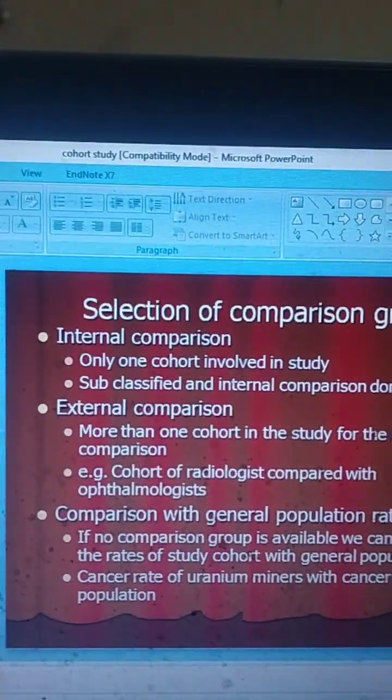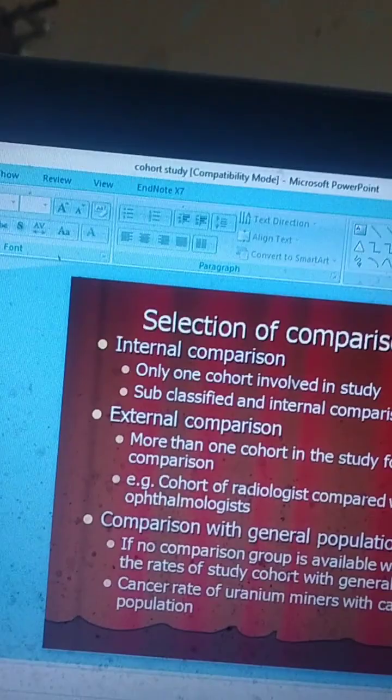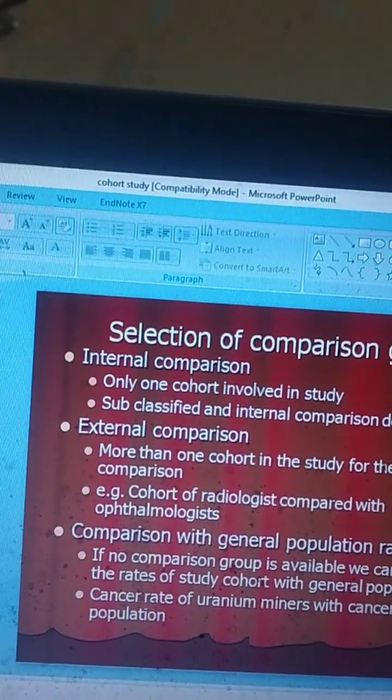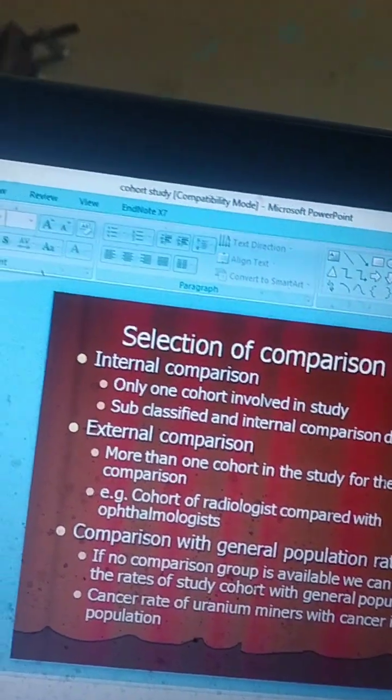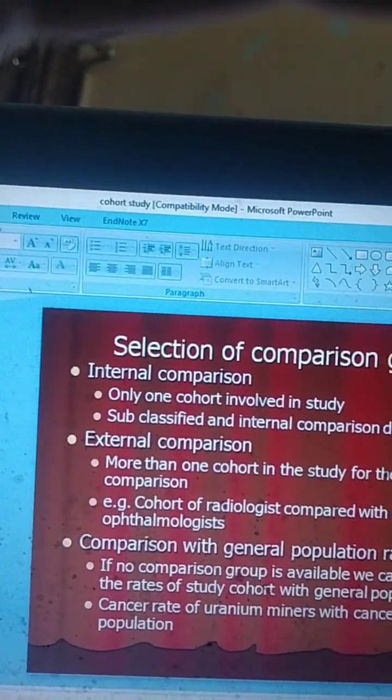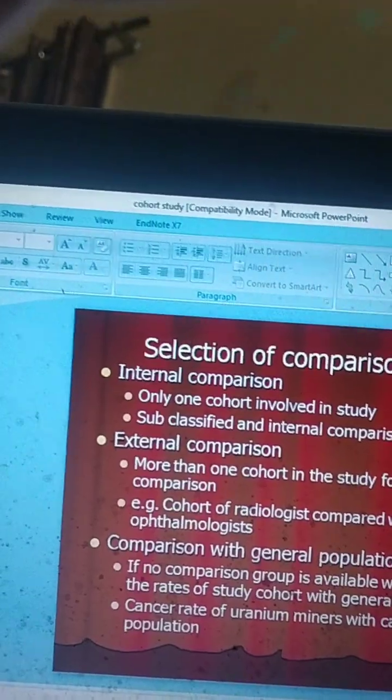Selection of comparison group. Internal comparison: only one cohort is involved in the study, sub-classified and internal comparison done. External comparison.